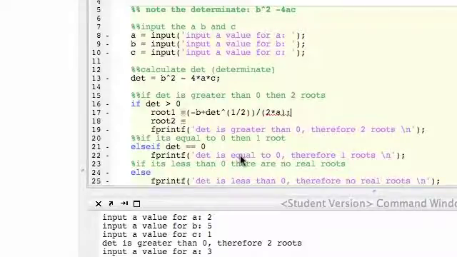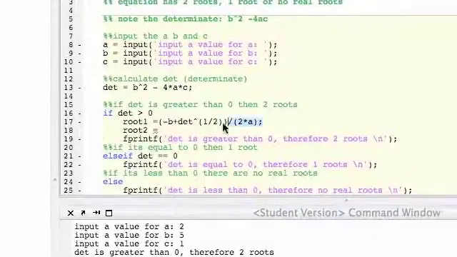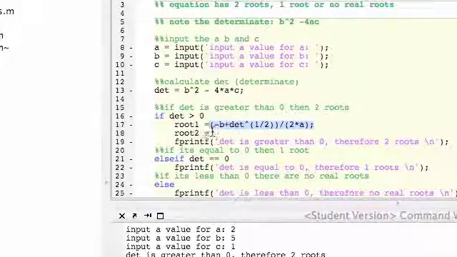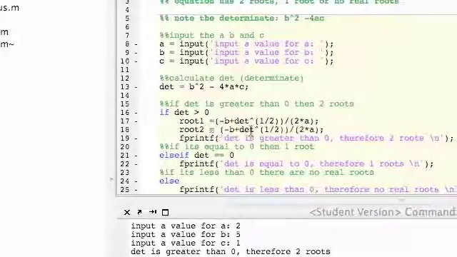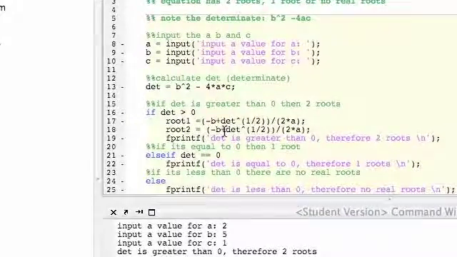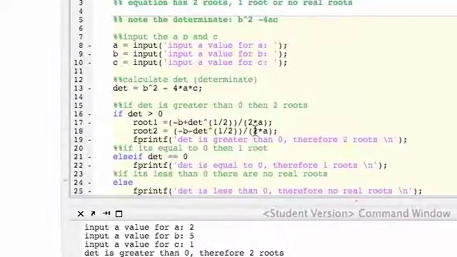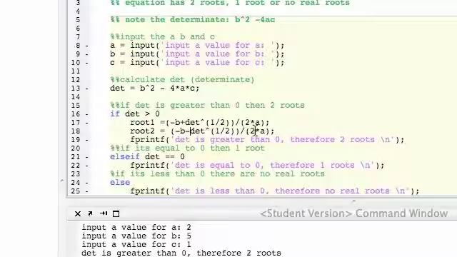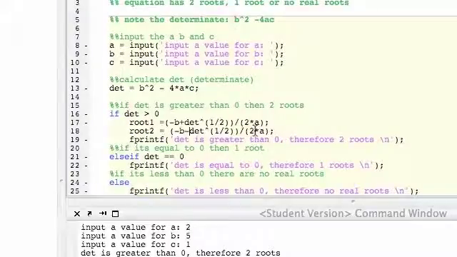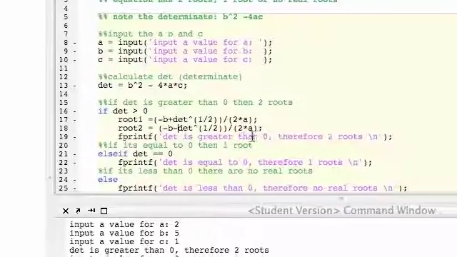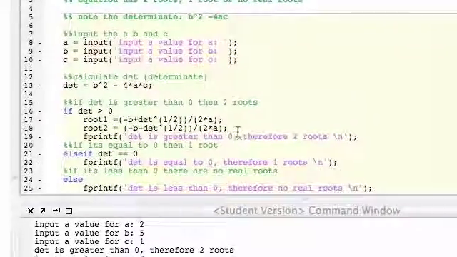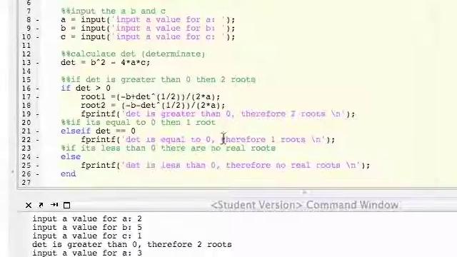So that's our root 1, because we got plus det. And then our root 2 will be minus. So remember, it's the plus or minus. I wish there was a better way to show you, but if you know the quadratic equation, it's minus b plus minus root b squared minus 4ac. So that's essentially minus b plus minus the square root of the determinant divided by 2a. So we've got our root 1 and root 2 there. I won't print it out yet. I'll do this next one here.